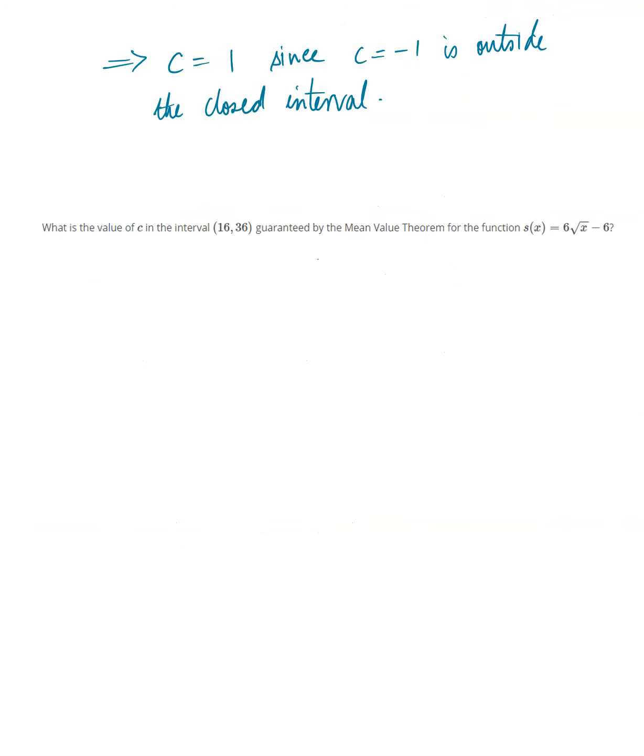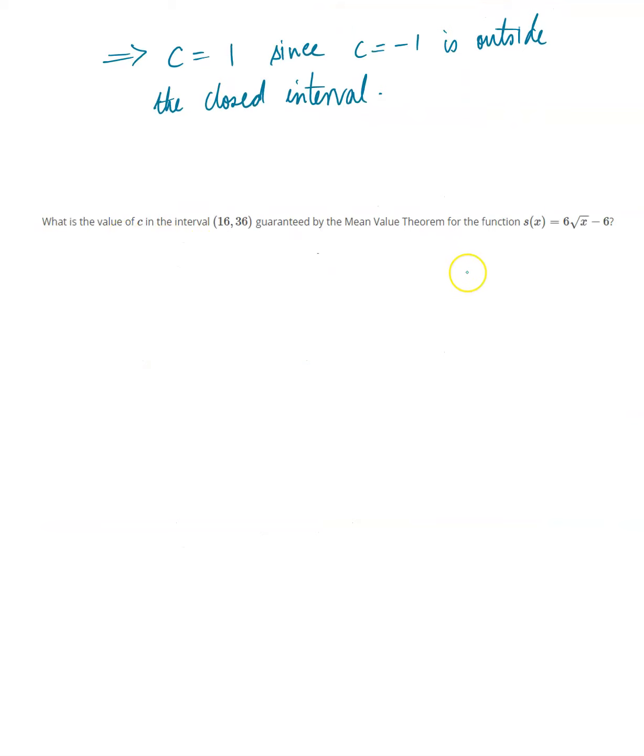How about this? I'm sorry, it's pretty small, but let me read it for you. What is the value of c in the interval 16 to 36, guaranteed by the mean value theorem for the function s of x equals 6 square root of x minus 6? Let me write that out here for you. S of x is 6 square root of x minus 6. And the interval given to us is 16 to 36.